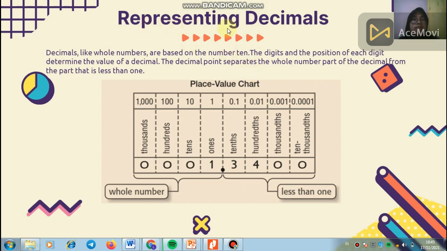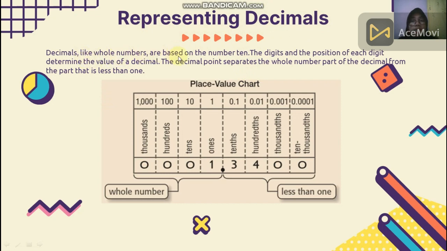Next, representing decimals. Decimals, like whole numbers, are based on the number 10. The digits and the position of each digit determine the value of a decimal. The decimal point separates the whole number part of the decimal from the part that is less than 1, like on the screen.